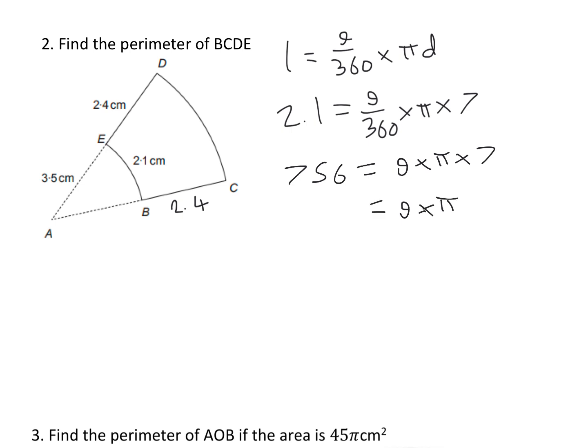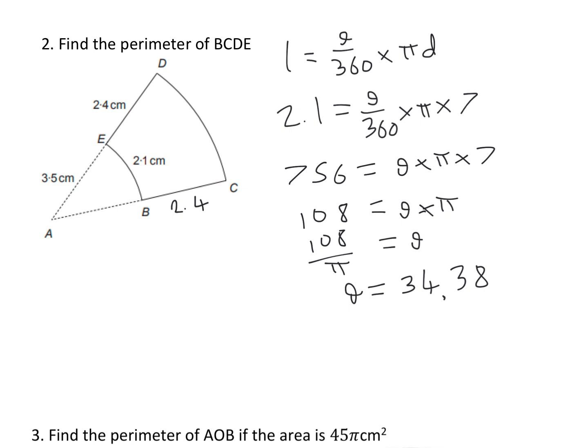So 756 divided by 7 gives you 108. And then theta is going to be 108 divided by pi. You can do all of that, by the way, in one go, but I'm just breaking it down for you. That tells us the angle is 34.38 to 2 decimal places.